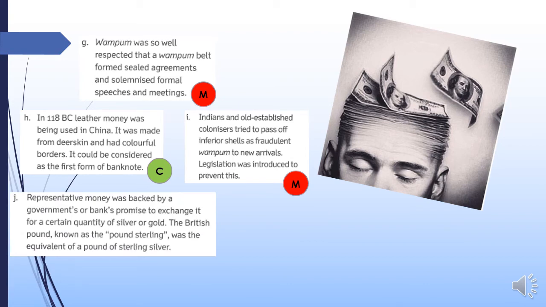Representative money was backed by a government's or a bank's promise to exchange it for a certain quantity of silver or gold. The British pound, known as the pound sterling, was the equivalent of a pound of sterling silver. What does that mean? Sterling is a silver mixture that is not purely silver. It is usually around 92% silver and then other metals. So you had a note that says you own a pound of sterling, equivalent to sterling silver held by the British Bank. Again, you don't have hard cash. You don't have something valuable in itself. You have something that is represented as valuable by the real thing with the British Bank.